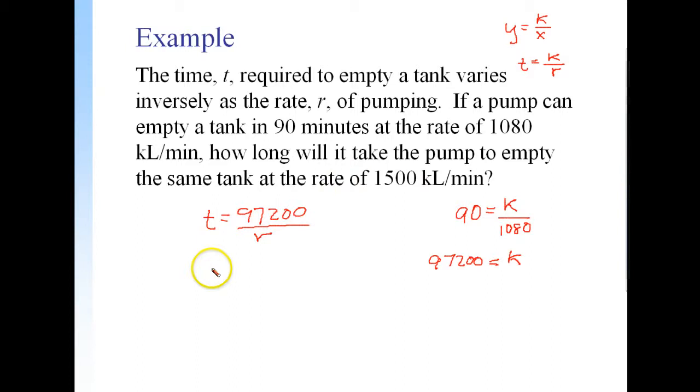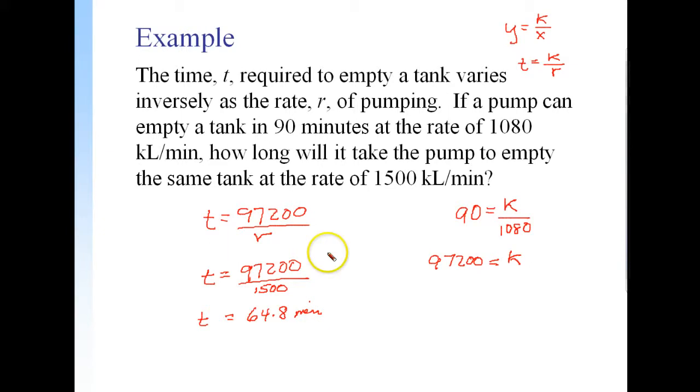So our new rate is this. So 97200 divided by 1500 now. So divided by 1500. And time will be 64.8 minutes.